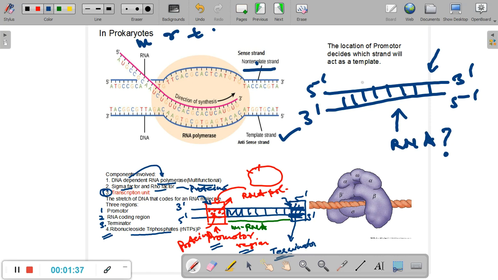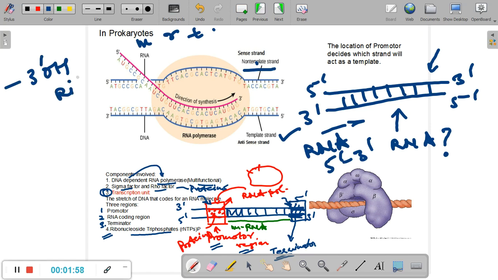See, the direction of synthesis, or the orientation of RNA polymerase, is again from 5' to 3'. Just revising, the ribonucleoside triphosphates are added to the 3' hydroxyl group of the ribose sugar. So all the RNTPs can only be added to the 3' hydroxyl group. This means that the chain grows from the 5' end to the 3' end.